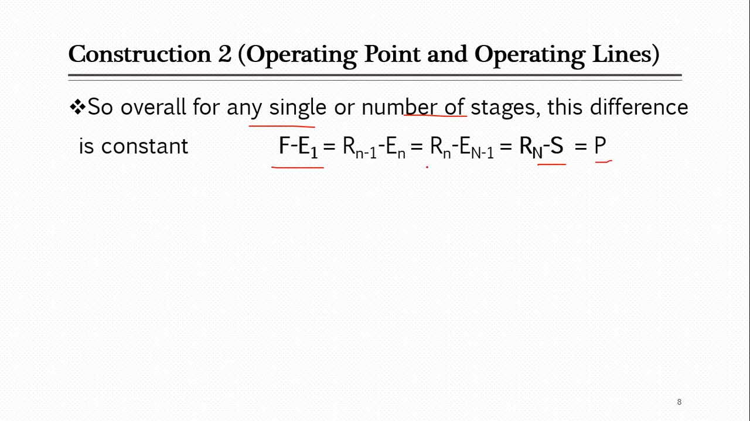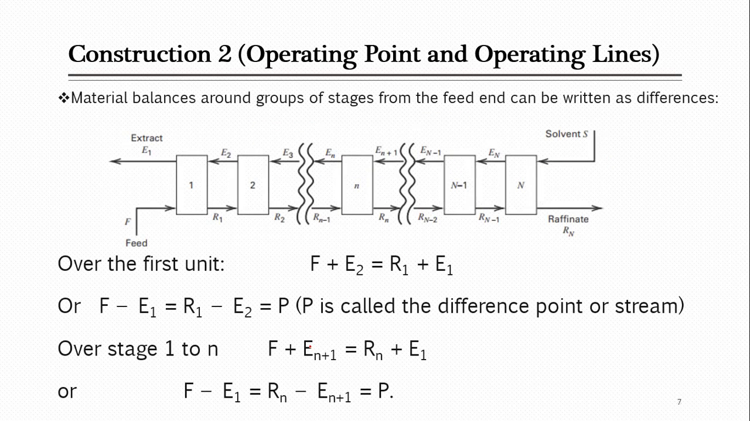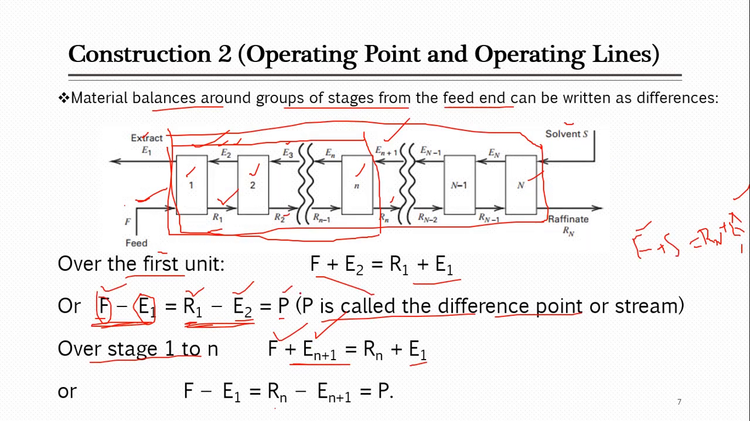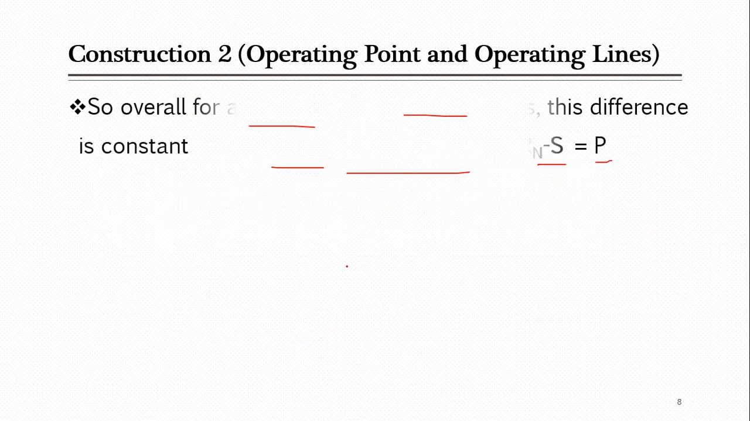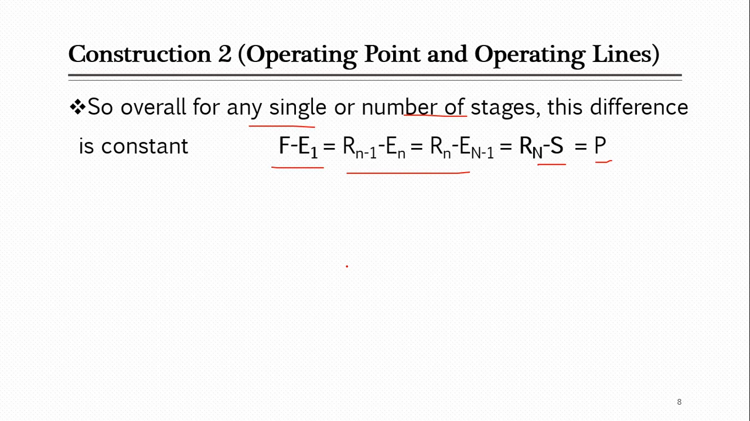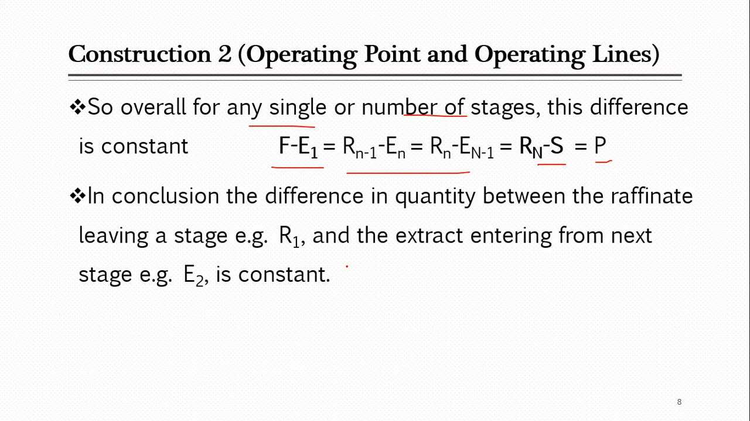That is equal to P. As well, here I have applied balance on any other in-between stages, so any of these you can write, they will be equal to P, because these two are equal to P, all others are equal to P. So either you are applying balance on one or n number of stages, you can write them equal to P, and that's the difference point or operating point.